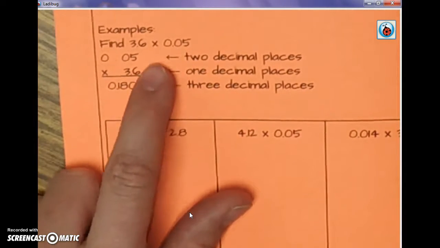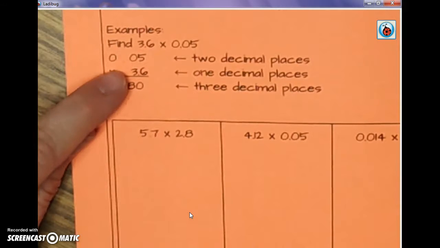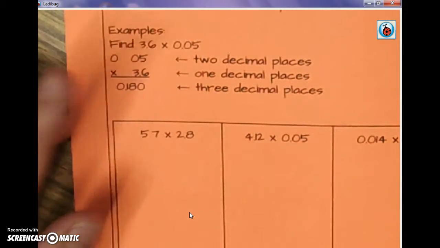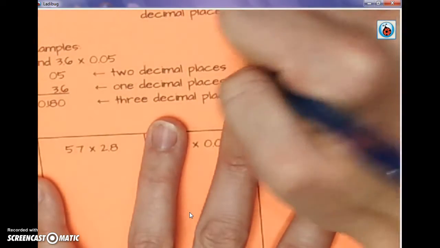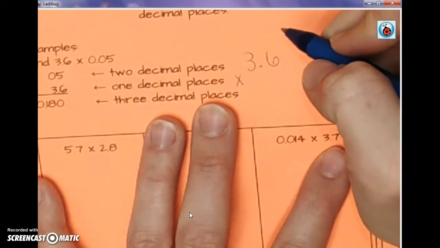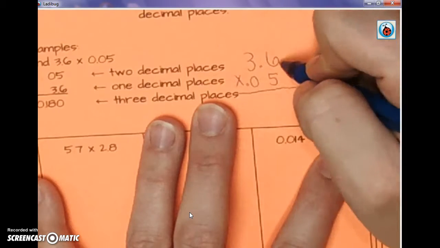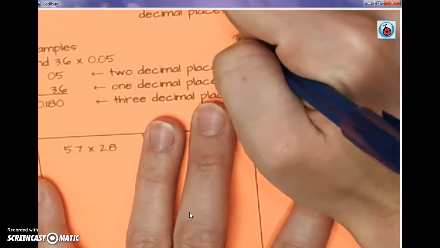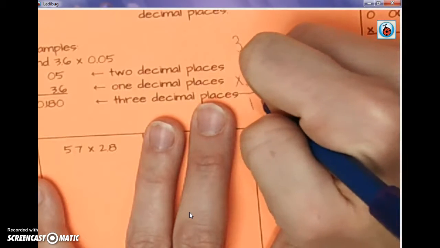If we look at this problem right here, I have 3.6 times 0.05. I just copied it out of the book, but I would probably put 3.6 on top of 0.05, wouldn't you guys? Yeah. So I would use 3.6 times 0.05. So 6 times 5 is 30. 3 times 5 is 15. Plus 3 is 18.